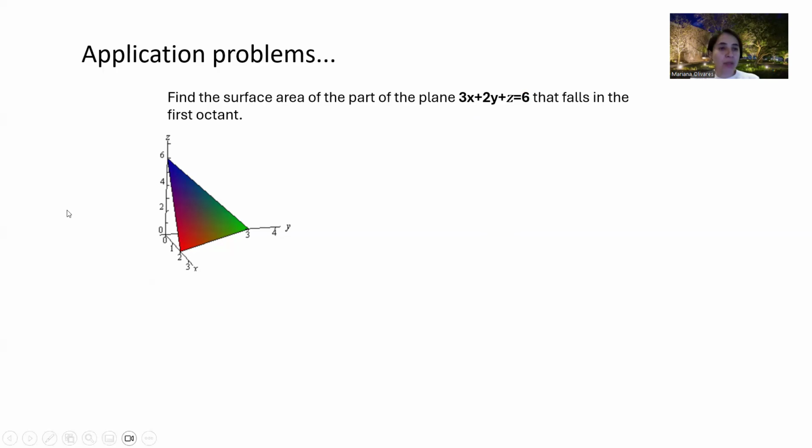You are going to have a specific formula to do that. If you want to calculate a surface area, what you are going to need is the double integral of f sub x squared plus f sub y squared plus 1 differential of area. This is a formula that you have to keep in mind. So basically, what you need to do is to get the partial derivatives. What we have here are the partial derivative with respect to x and the partial derivative with respect to y. How are we going to do it?